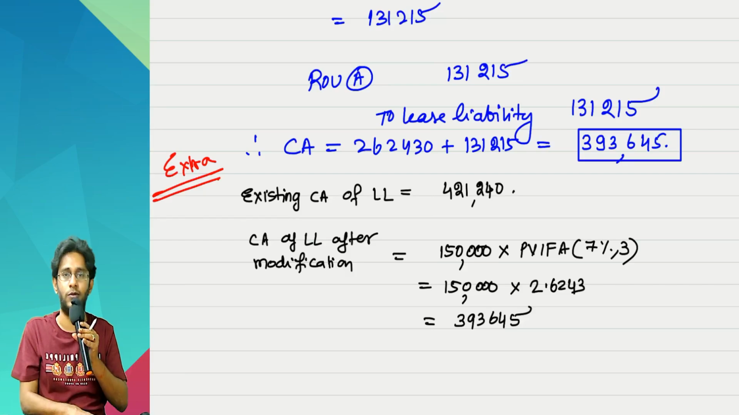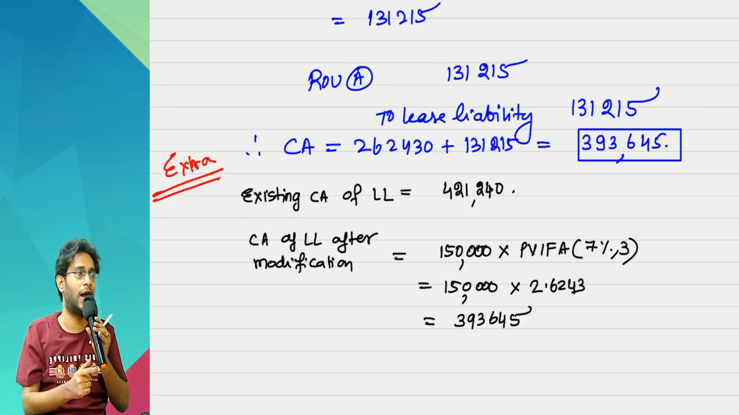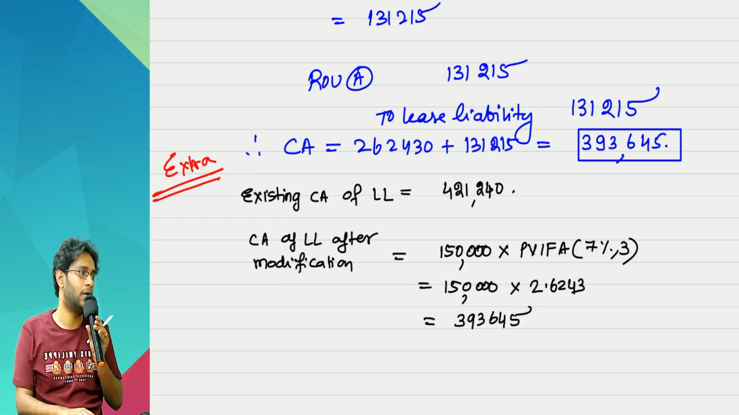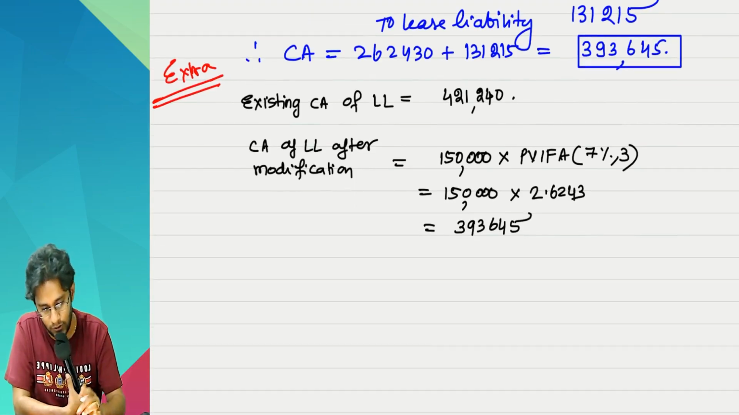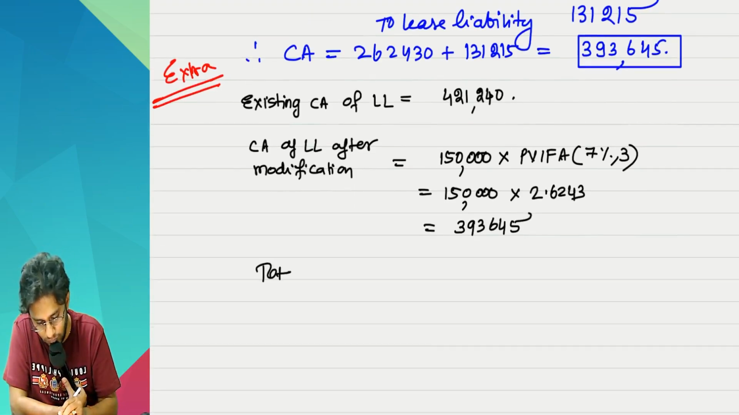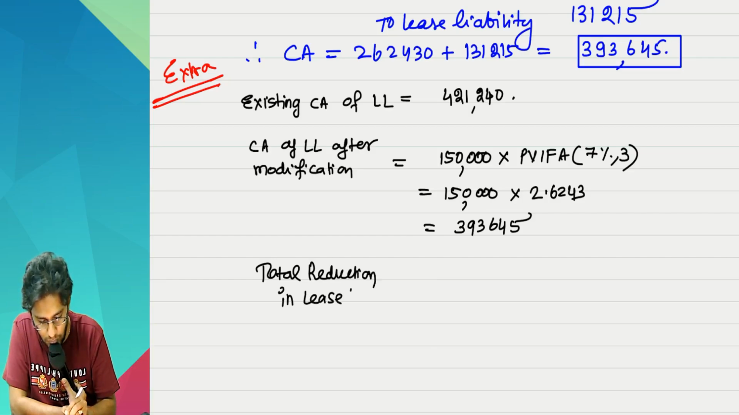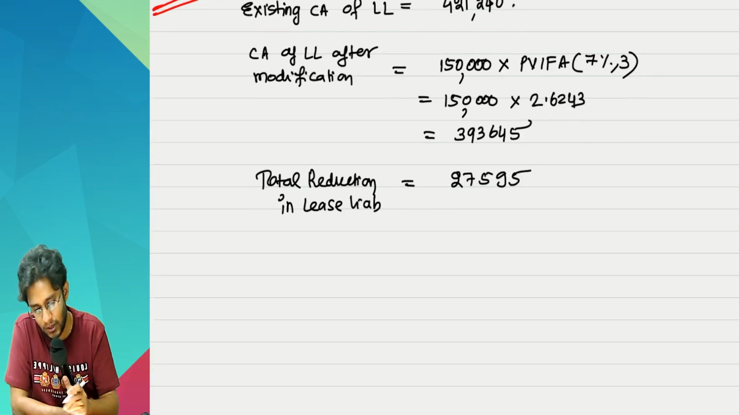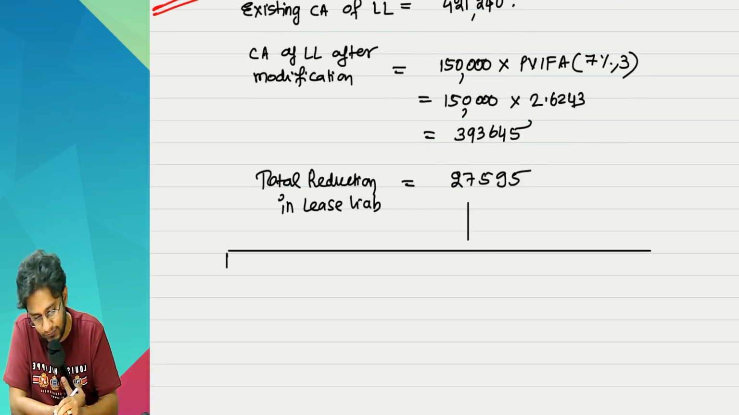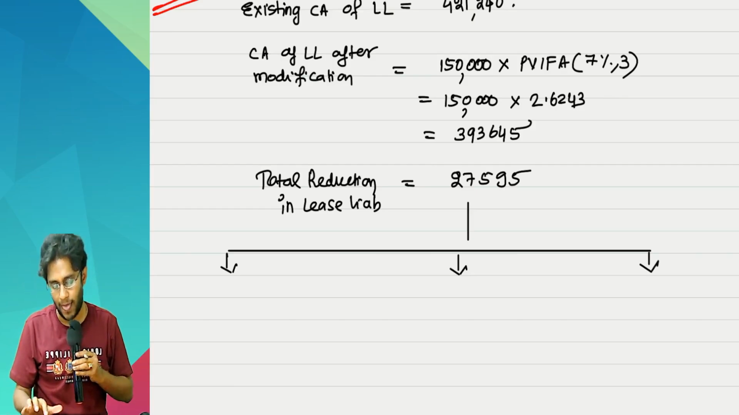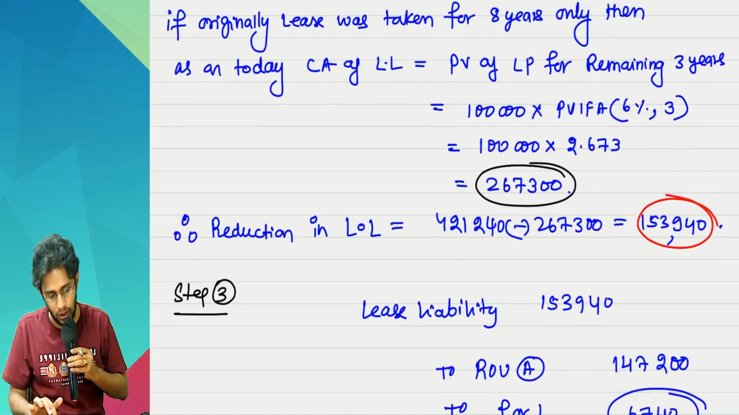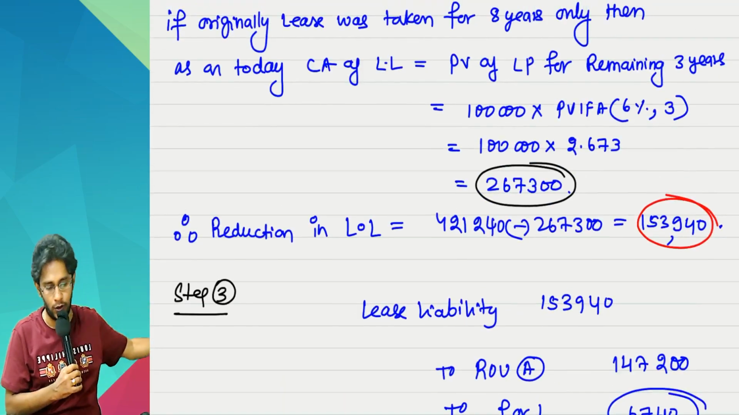Directly remeasure. How much is the existing liability, how much is the revised liability I want. If you take the entire gap, you will get the reduction in liability. Even why we are doing it this way, if you understand why you can't do it directly, you will understand. Now you see what is the total reduction? 27,595. You can explain the reason, sir. Because of scope reduction, you reduced the liability by how much?